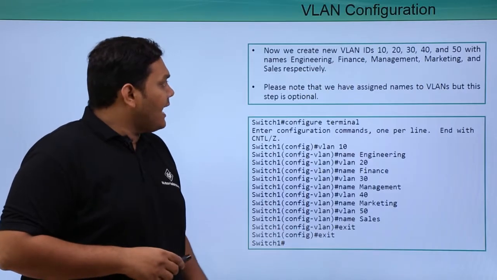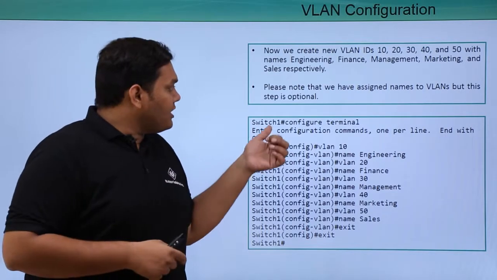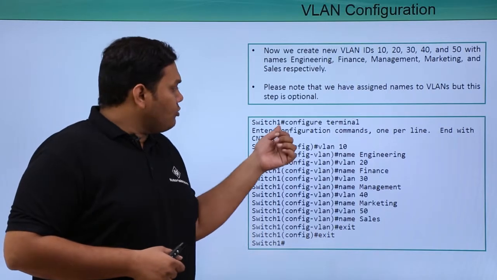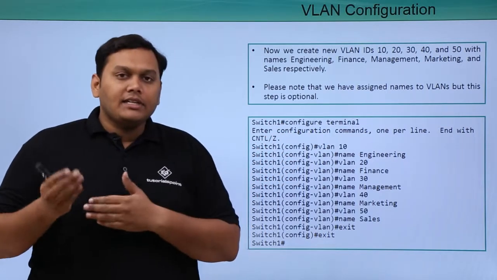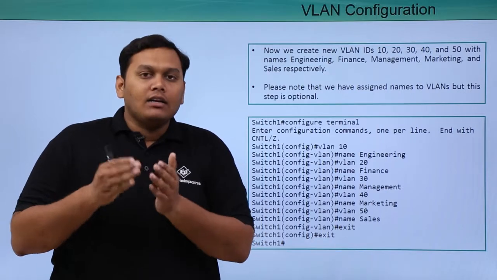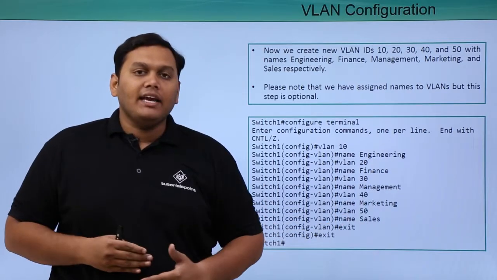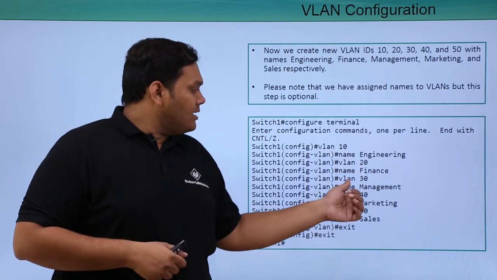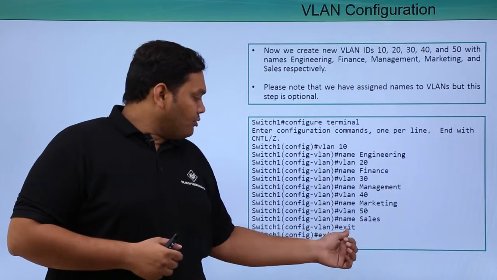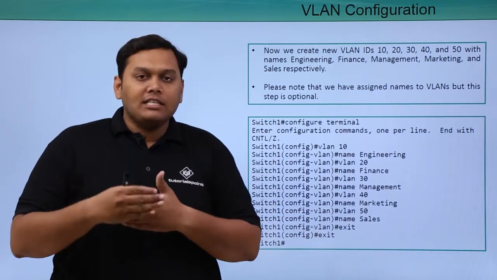If you consider creating VLANs with IDs 10, 20, 30, 40 and 50 for different departments, you have to follow this configuration clearly. First, enter the configuration terminal mode with the command configure terminal, which takes you to switch 1 config mode. Then VLAN 10: you are creating VLAN 10 and assigning a name to that VLAN for a single department called engineering. In the same way, VLAN 20 for finance, VLAN 30 for management, VLAN 40 for marketing and VLAN 50 for sales, and then press enter, exit, and exit again from configuration mode. By this, you are creating the VLANs for different departments.